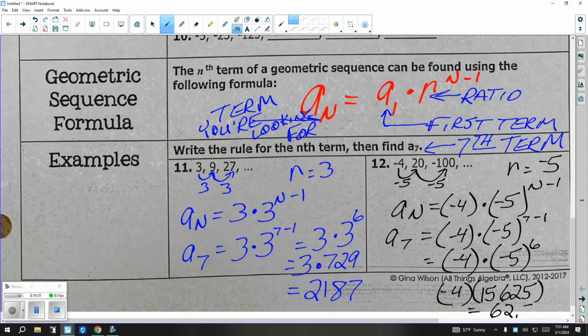62,500. That is the 7th term. Okay, so anything that's growing like this, you can figure out the 7th term. Instead of writing out all the terms in between, you can just use this formula and figure out the 7th term.